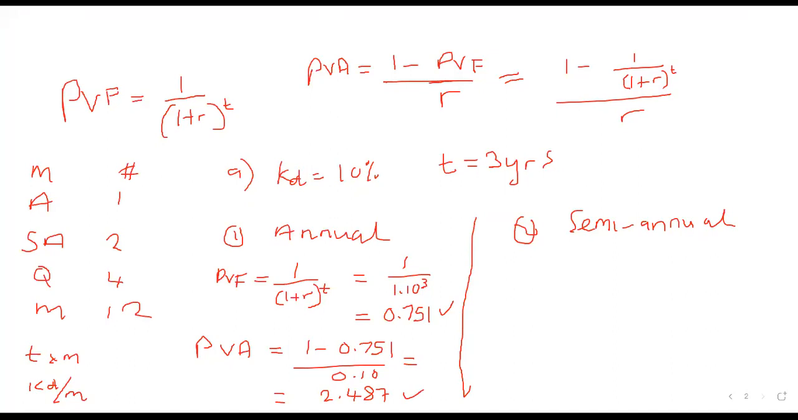Annual. We're dealing with semi-annual. We know that semi means 2. So we look for the time, time 1 multiplied by 2. So 3 years times 2, we're going to get 6 periods. Then the market rate is what? 10%. We divide it by 2 and we get 5%.